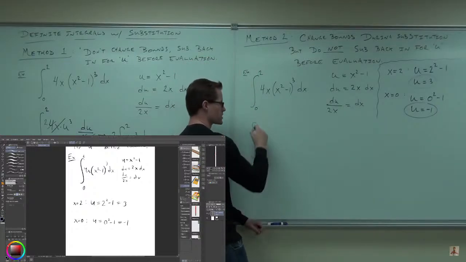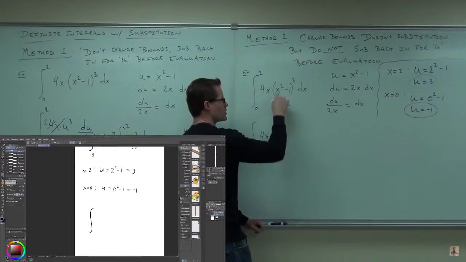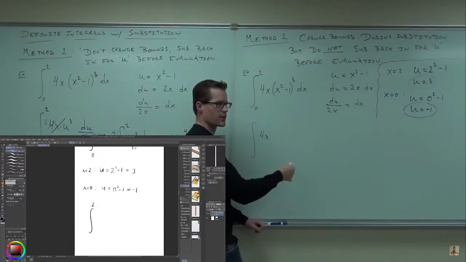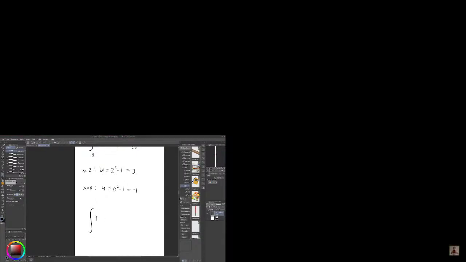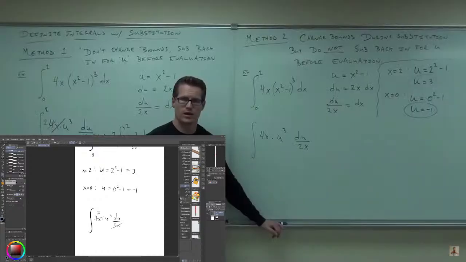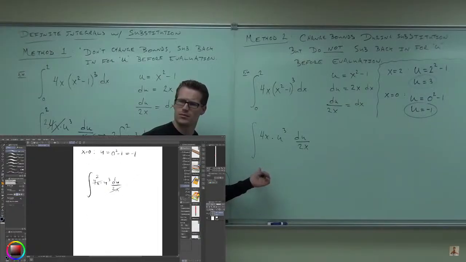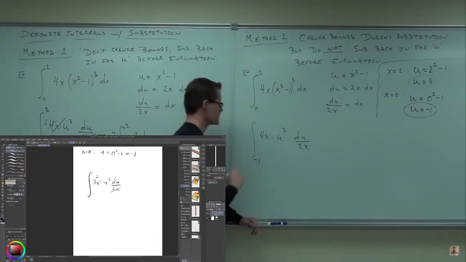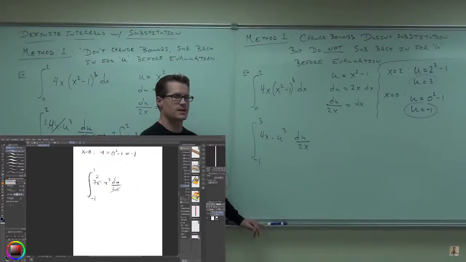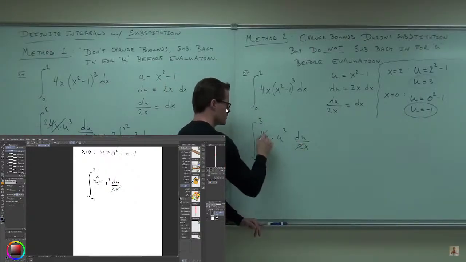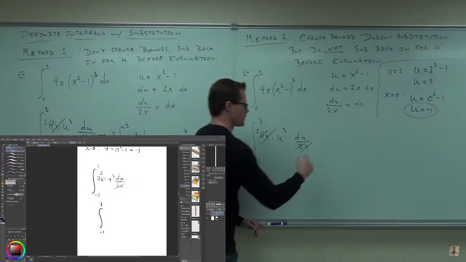So let's do it. Do we still have the 4x? Of course. Do we still have x squared minus 1? Of course not. That was our u. Notice how it's going to look exactly the same as the previous problem. du over 2x. The only thing that's going to be different is what? Our bounds. What did the 0 become? What did the 2 become? 3. It's going to be done the same way. 2 is gone. x is gone.